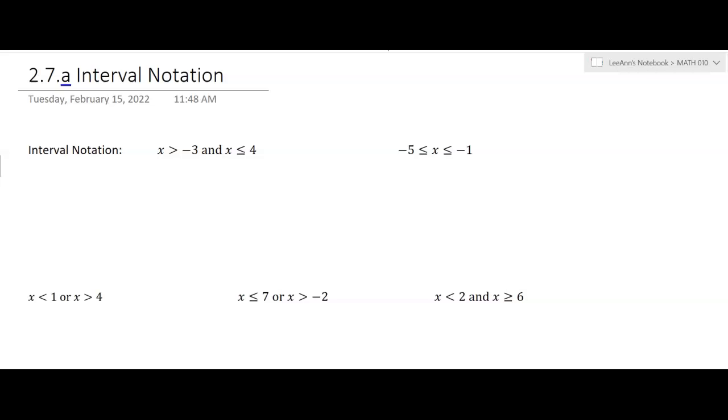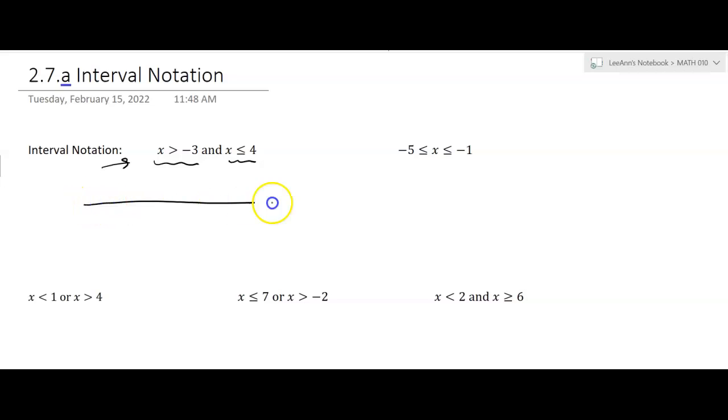So we're going to be solving some inequalities in this section, and they're going to want us to write the answers in what's called interval notation. So let's say you have a statement here. It says x is greater than -3 and x is less than or equal to 4.